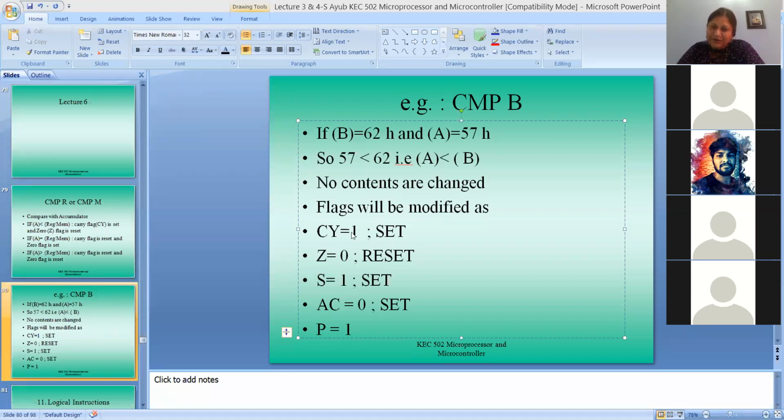If carry flag is 1, that means accumulator contents are less. If carry flag is 0, that means accumulator contents are not less. So if you want to compare the data, you have to see the status of the carry flag. Clear?